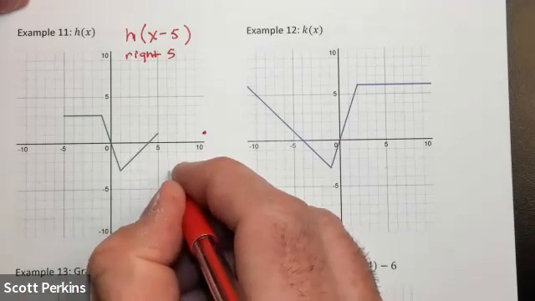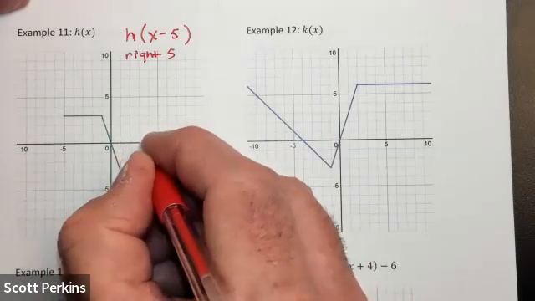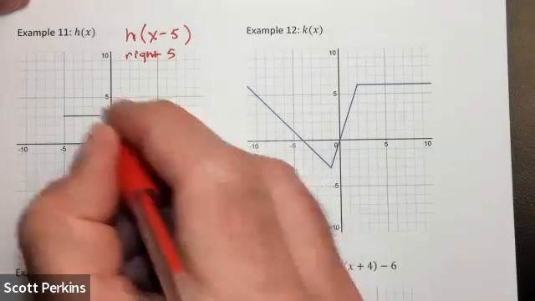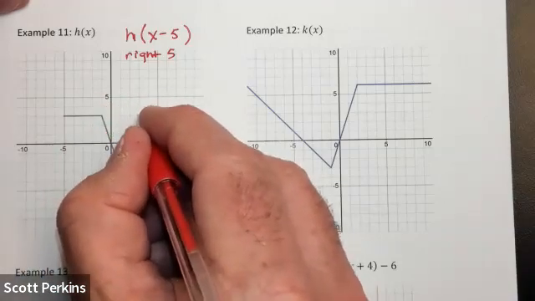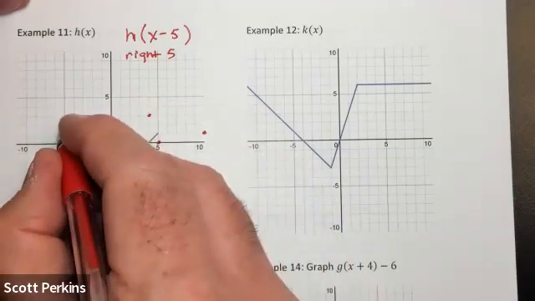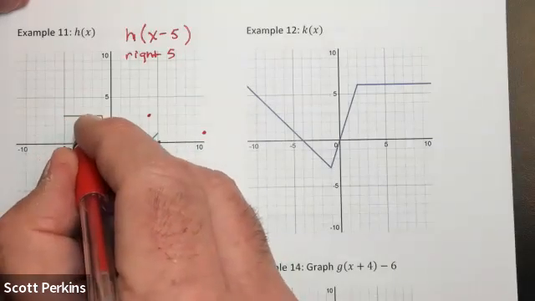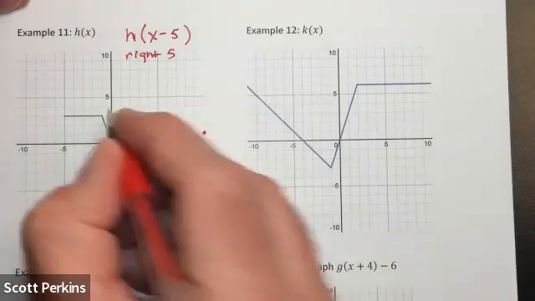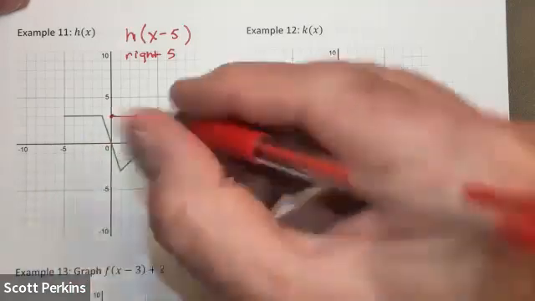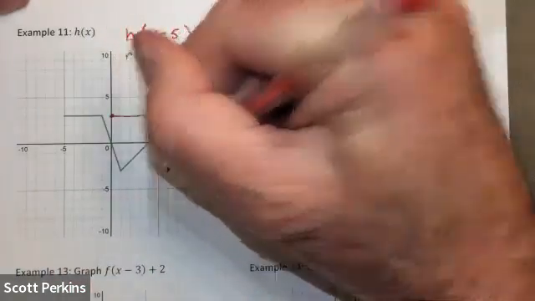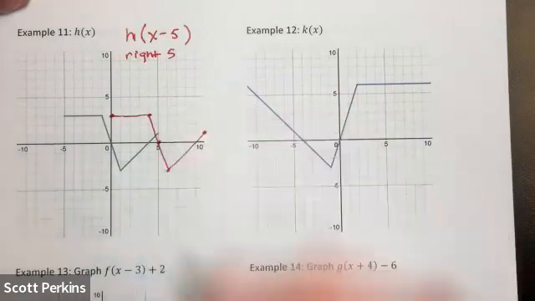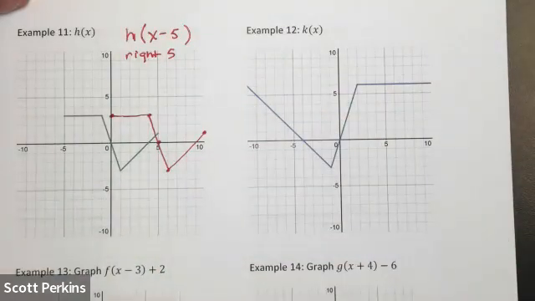1, 2, 3, 4, 5. The origin, 1, 2, 3, 4, 5. This point right here, 1, 2, 3, 4, 5. And finally, this other end point, 1, 2, 3. So I miscounted: 1, 2, 3, 4, 5. There we go. That's better. And so here we go. Connecting the dots. Excellent.